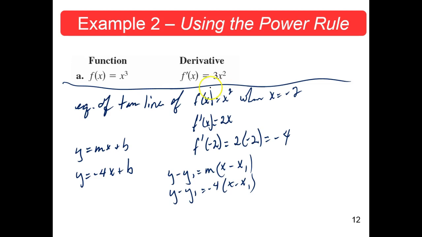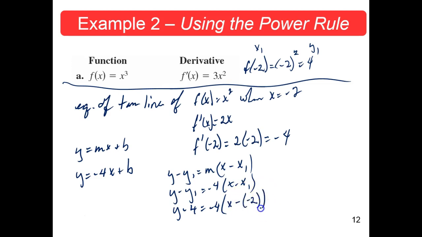We'll plug it in first. f of negative 2 is equal to negative 2 squared, which is 4. So what does that tell us? This is your x1, this is your y1. Now we can use point-slope form, which is y minus 4 is equal to minus 4, they like 4s, don't they, times x minus a negative 2. So clean that up a little bit. It'd be y minus 4 is equal to minus 4 times what? x plus 2. Okay.